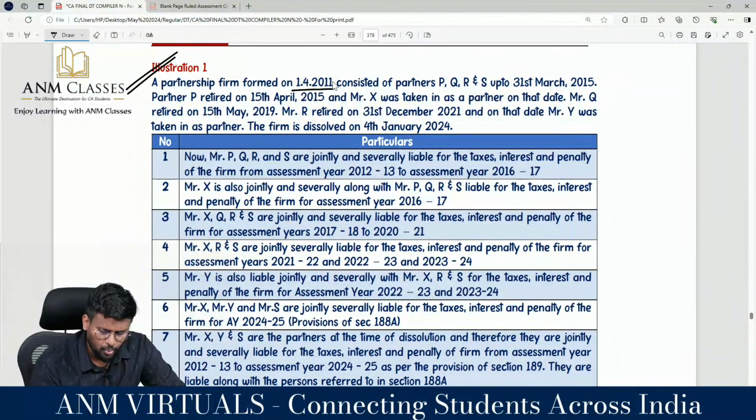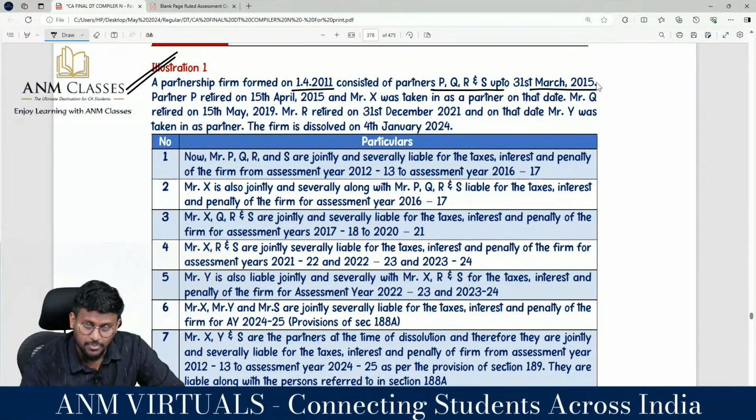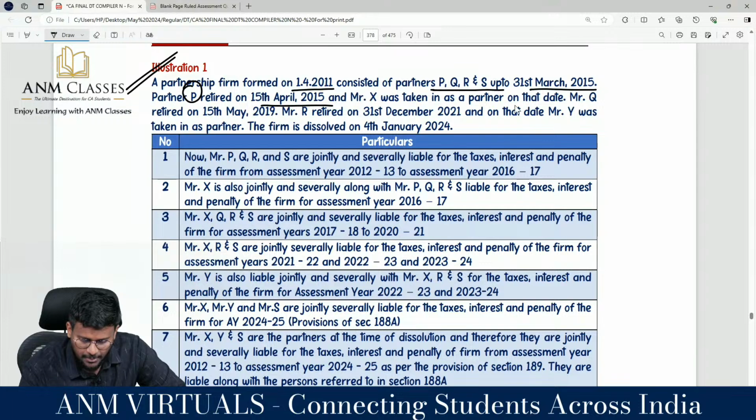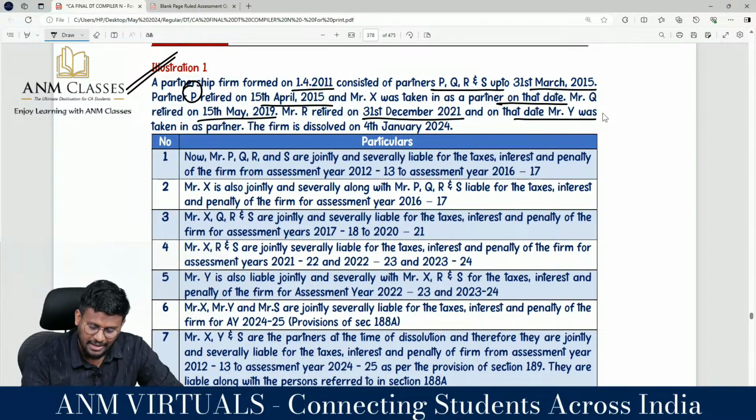A partnership formed on 1/4/2011 consists of partners P, Q, R, S up to 31st March 2015. Partner P retired on 15th April 2015 and Mr. X was taken in as a partner on that date. So one person gets out, another gets in. Mr. Q retired on 15th May 2019. Mr. R retired on 31st December 2021. As on that date, Mr. Y was taken as a partner. The firm is dissolved on 4th January 2024.